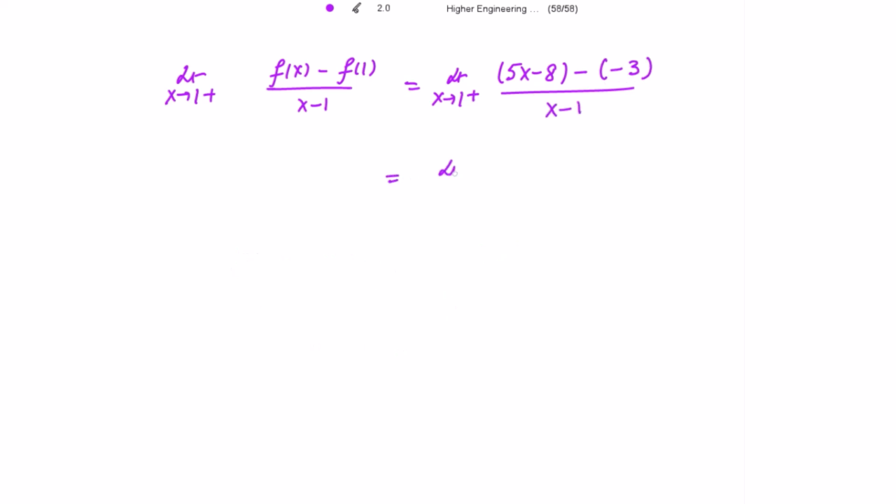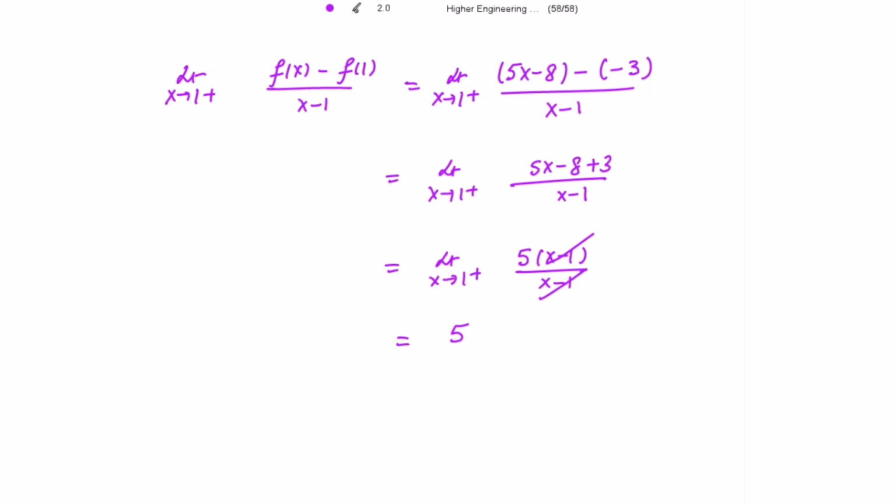So this is equal to limit x tends to 1 positive of 5x − 8 + 3 divided by x − 1, that is 5x − 5 divided by x − 1. From the numerator, I can take 5 common, so this is 5 into (x − 1). These two cancel out, and we are having this derivative to be equal to 5.